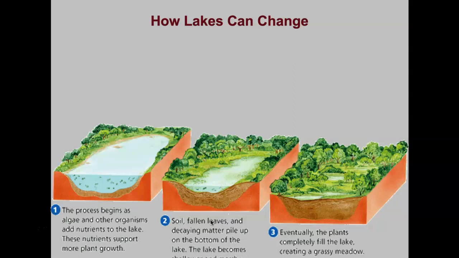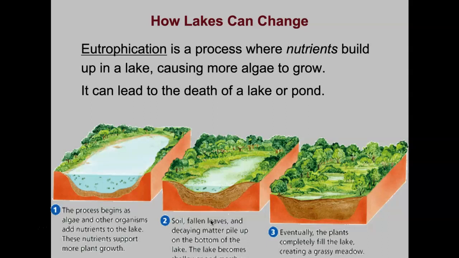So another type of fresh water on our surface is lakes. So we're all familiar with lakes, but lakes can change over time. And one of those processes is called eutrophication. Now, this does not happen to every lake, but this happens to lakes where you have a large amount of nutrients, like nitrates, that build up in the lake. And this causes additional algae to grow. This can lead to the death of a lake or a pond.